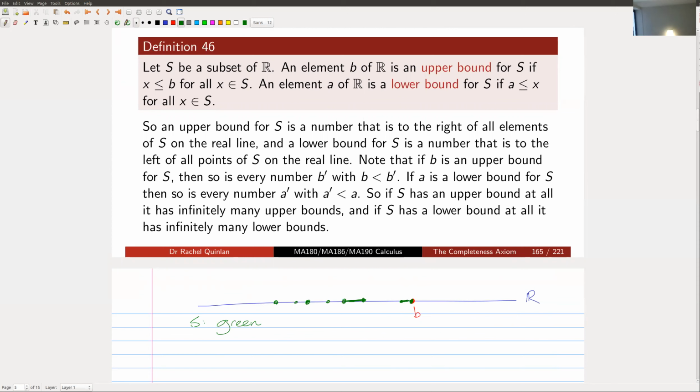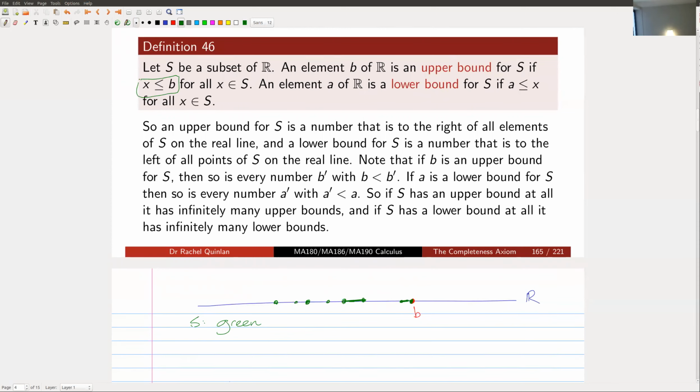So x less than or equal to B, of course, means that x could be equal to B or it could be to the left of B as a point on the number line. S is a set of points that are marked there in green. B in this picture is supposed to be both red and green. We might have some more red points to the right of B, maybe. So B is an upper bound.